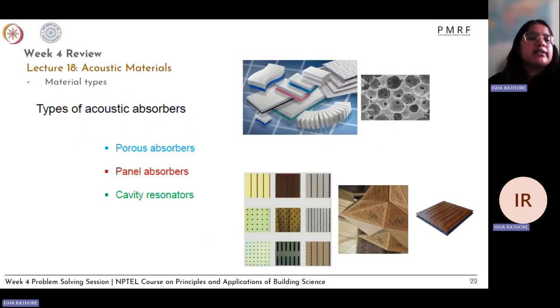Then we also look at three different types of acoustic absorbers. So we have the porous absorbers, which are like a foam sort of thing. So they absorb sound in the white spaces. Then you have panel absorbers where there are panels. Then you have cavity resonators where there's a cavity behind these boards, which is used for holding the sound in.